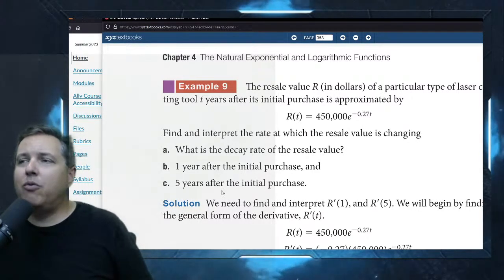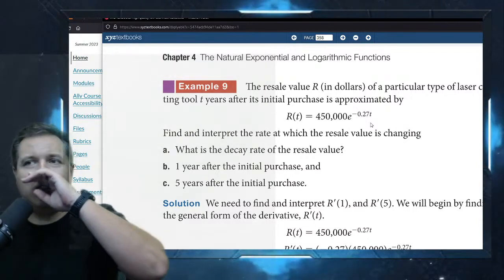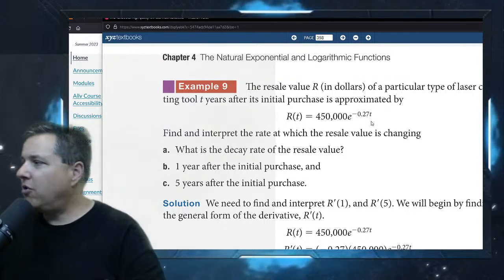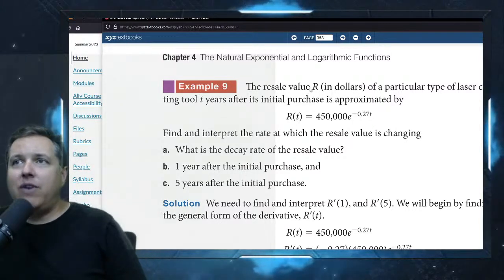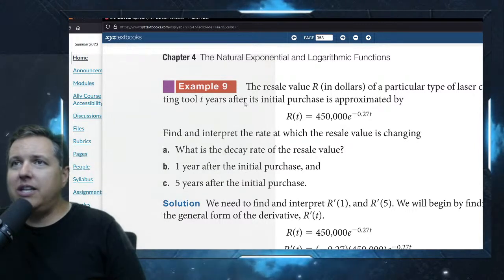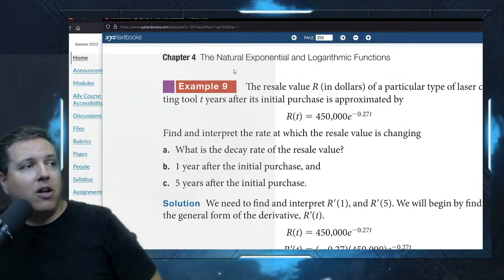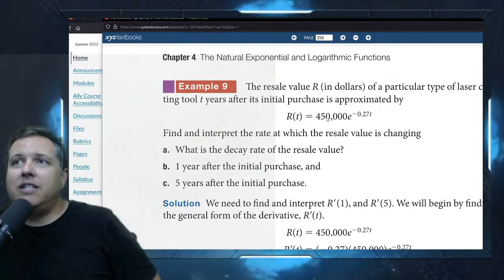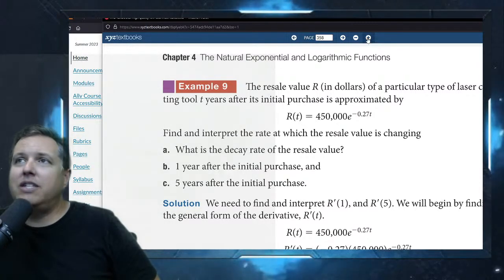But before we get too far, I want to explain this kind of application problem so that you understand how you would use this stuff in the real world. The resale value R in dollars of a particular type of laser cutting tool T years after its initial purchase is approximated by the following: R of T is equal to 450,000 e to the negative 0.27 T.